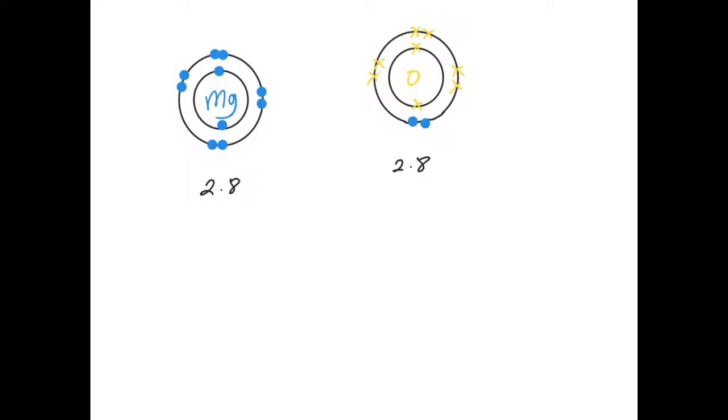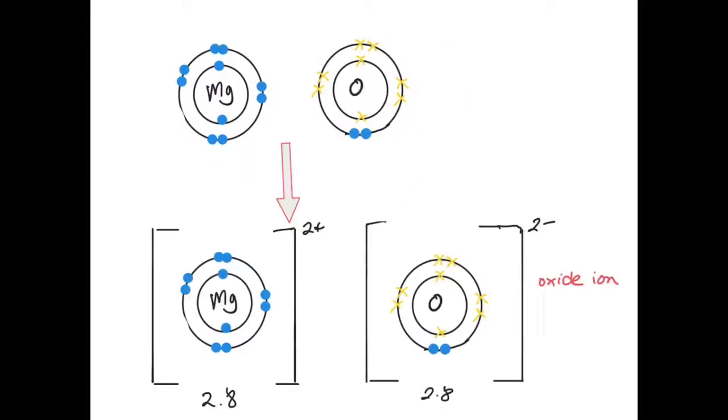Because the magnesium has given away these 2 electrons, magnesium now has an electron configuration of 2, 8. It has a full outer shell. And oxygen now has an electron configuration also of 2, 8. It has a full outer shell too.